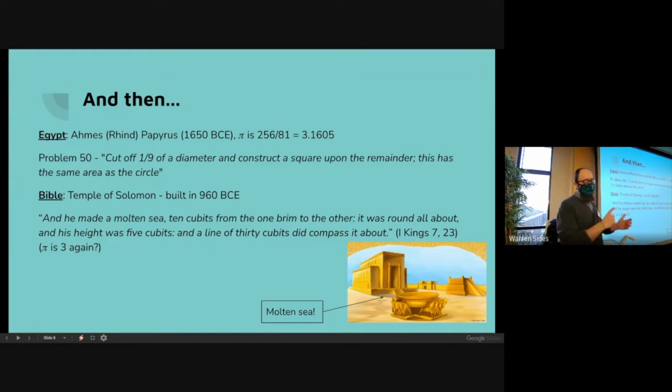So Egypt had an idea, and the Bible had its idea, which was really just referencing all the stuff that was happening at the time. And if anybody cares, here is my fun picture of the Temple of Solomon's molten sea. It's really just a big bath for the priests as they went in. They just bathed outside in the hot water. Moving on. All right, so here's the big one, Archimedes.